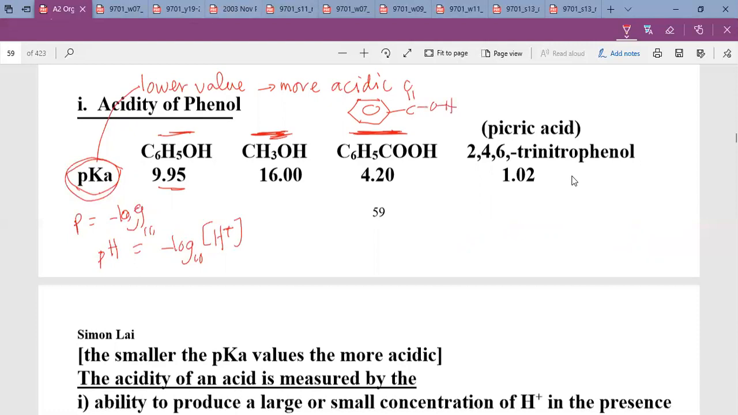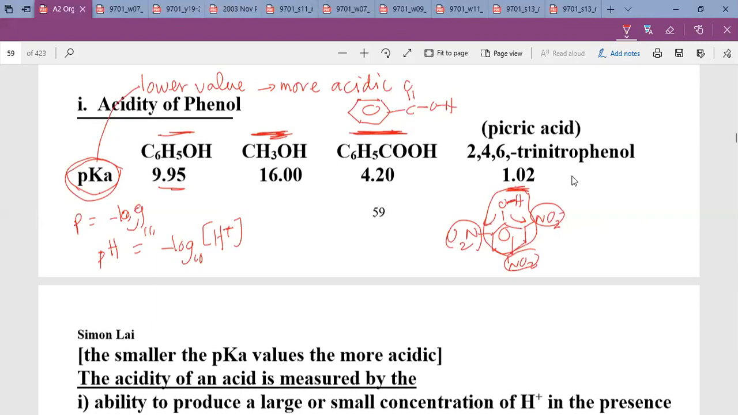Picric acid, this is a very strong acid, 1.02. Very small means very strong. If you want to draw it, it has OH here and three nitro groups here. This is actually an explosive. They put this into the pop-pop, you bang on the floor, you step on it, it will explode. So it's a nitrophenol, a phenol, but it's very acidic. Why? Because it is aided by these three groups here, which withdraw electrons. So it will make this bond very weak.